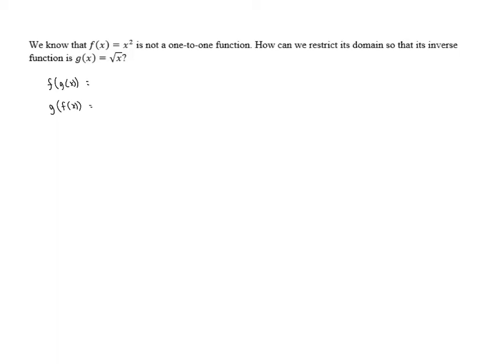Now, if we look at f of g of x, that's going to be f of the square root of x. And so this is going to end up being the square root of x quantity squared. And we know that when we take the square root of x and square it, we end up with x so long as x is greater than or equal to 0, because when we're taking the square root of x, that's only defined for x greater than or equal to 0. So this works on the domain x is greater than or equal to 0.